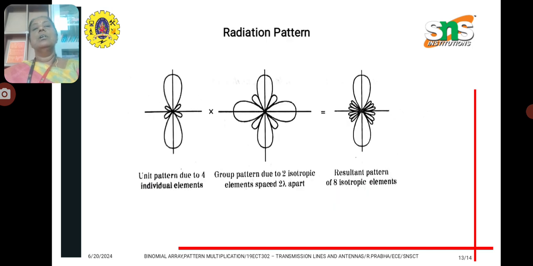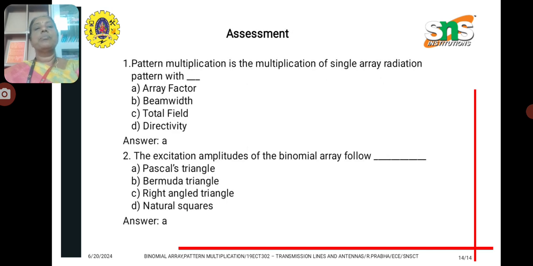Now the unit pattern and the group pattern are multiplied. The common area is again an 8 shape, but we have more minor lobes in the resultant pattern. So this is the method of getting the resultant pattern for the radiation pattern of any type of elements according to the pattern multiplication technique.